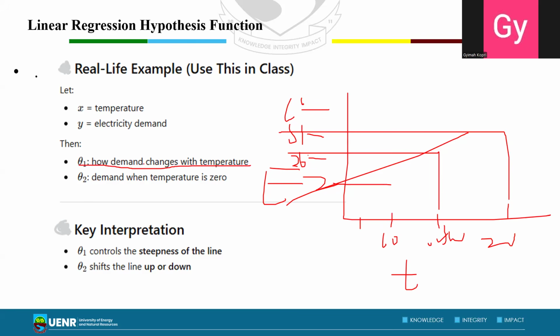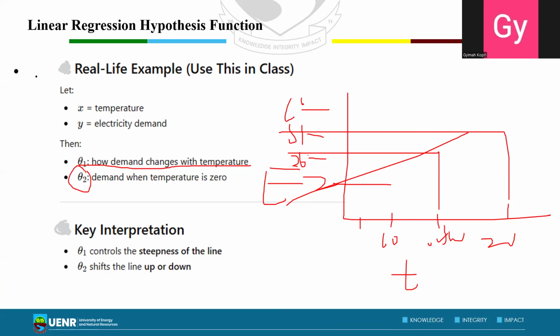Our theta 1 is just telling us how much, because theta 1, as you remember, is our slope. It tells you that per an increase of temperature, how much does the energy increase? That is the slope. Then our demand is where temperature is equal to 0.